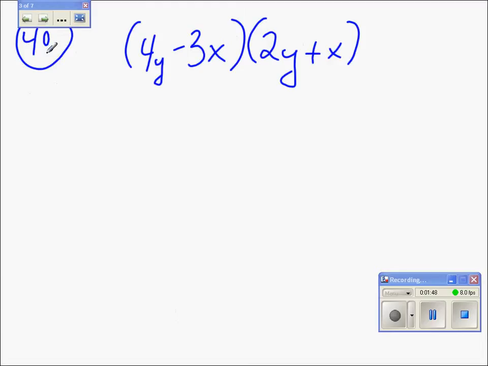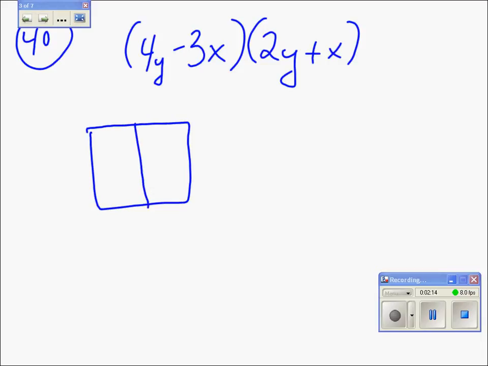Okay, number 40. It asks, which of the following expressions is the product of this? So remember, I want you to get the idea in your head, the concept that product and factoring are opposites. So if you look at 39 and compare it to 40, 39 has something that's already been multiplied and we are factoring it. 40 has something that is already factored and we will multiply it.